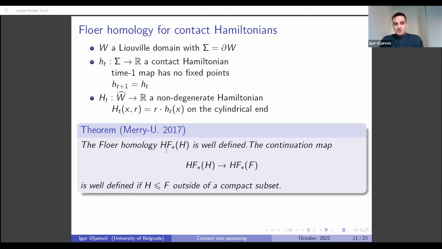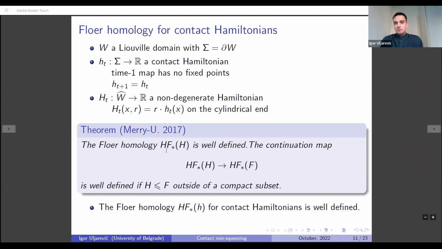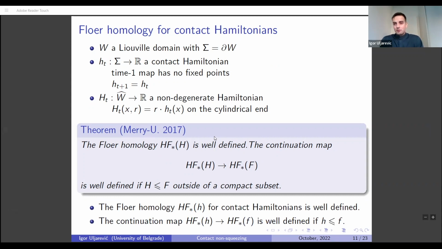In particular, if H and F have the same slope, then we can define continuation maps in both directions and prove that actually the continuation map is an isomorphism. So if H and F have the same slopes, their Floer homologies are canonically isomorphic. This allows us to talk about Floer homology for contact Hamiltonians. And also, the continuation maps descend on the level of Floer homology for contact Hamiltonians.